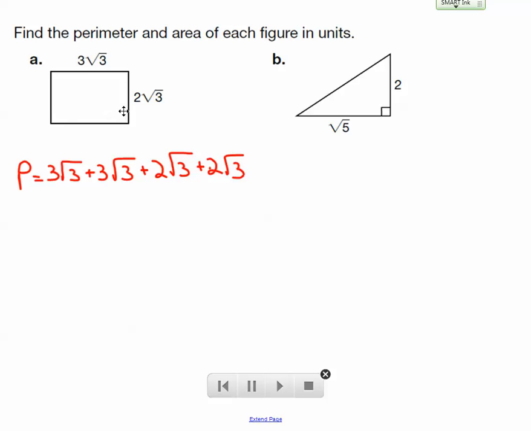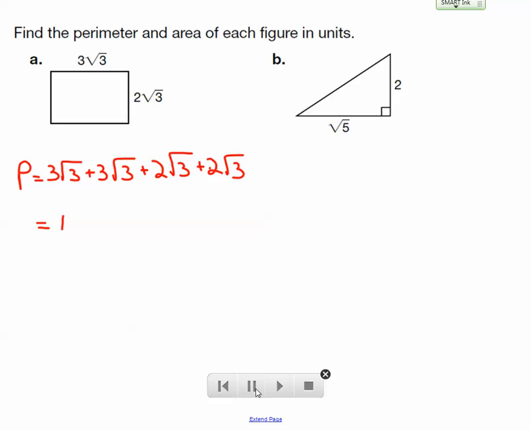The top and the bottom are both 3 times the square root of 3. The right side and the left side are both 2 times the square root of 3. Perimeter is just adding up all the sides. We've actually done this once in a problem set. We haven't had it in a lesson, but when you add up radicals, you can add up radicals that have the same radical. So square root of 3, square root of 3, square root of 3, square root of 3. We have 3, 6, 8, 10 square root of 3s.